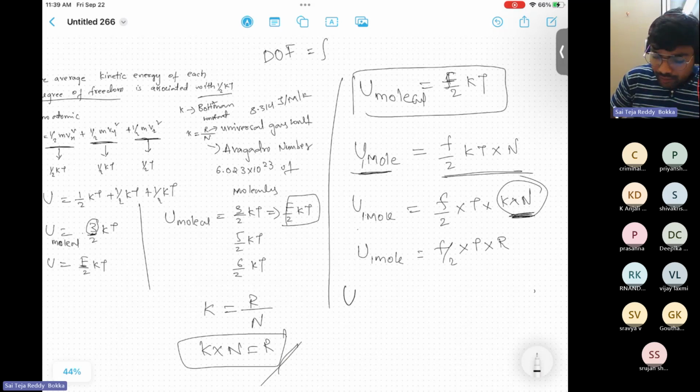So if I'm calculating for n moles, for 1 mole it is all about F by 2 into T into R.